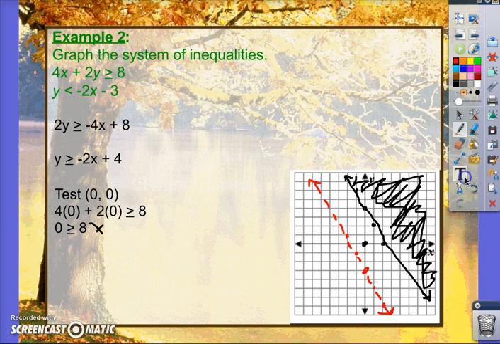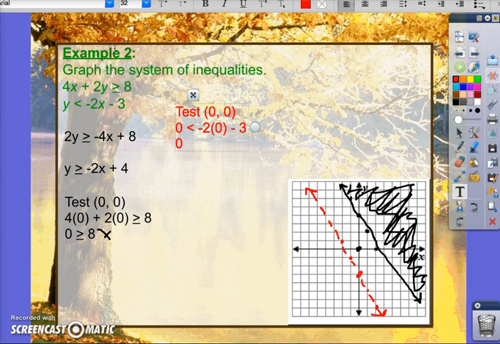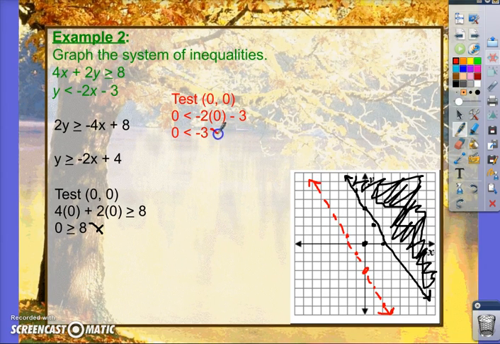And I'm going to test a point. I could still use 0, 0 because 0, 0 would be above it now, right, if it's true. So let's see what happens. 0 less than -2 times 0 minus 3. Get 0 less than -3. 0 is not less than -3, it's false. So I don't shade above the line, I shade to the left of it, like so.